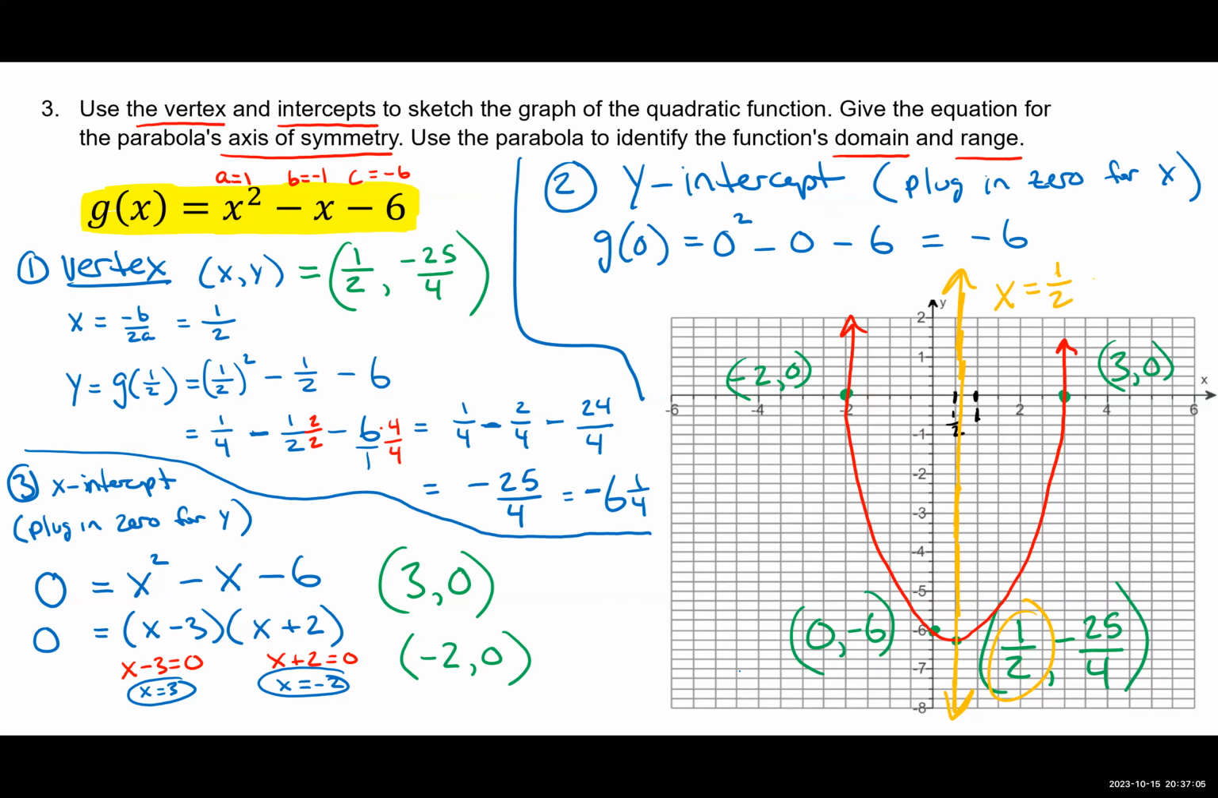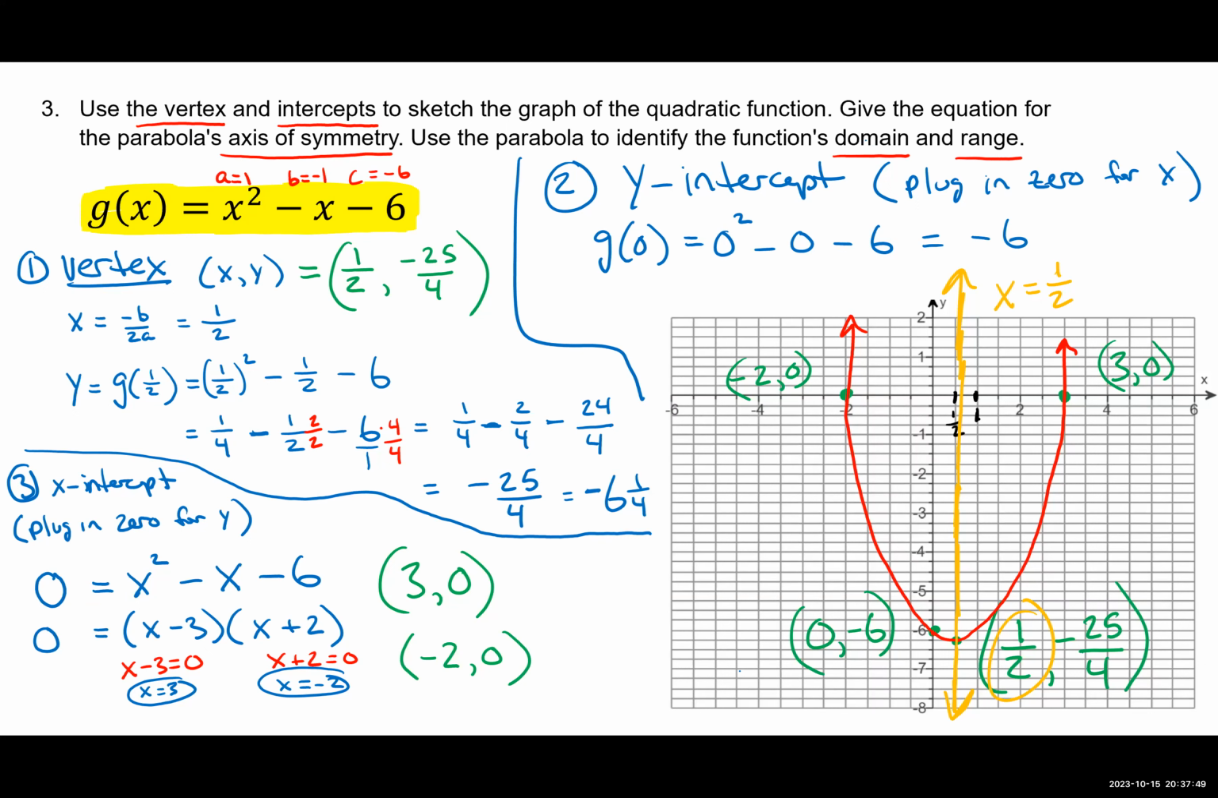And then for the domain and range, it's the last thing we need to talk about. The domain is the set of all x values associated with this graph, or the set of all x values you're allowed to plug into this function. The domain of every quadratic function, and more generally, every polynomial function, is all real numbers. There is no number that you're not allowed to plug in. Every x value works.